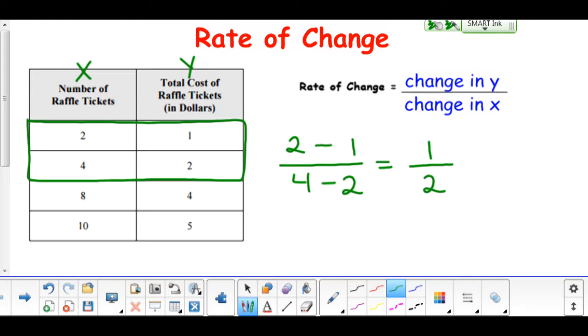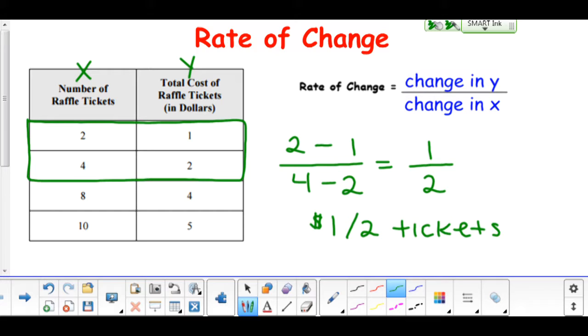Now, since we are performing the rate of change, we need to add a label. So the top refers to my y label and the bottom refers to my x label. So I'm going to be able to say that for every $1, I get 2 raffle tickets. That is how we find the rate of change using a table.